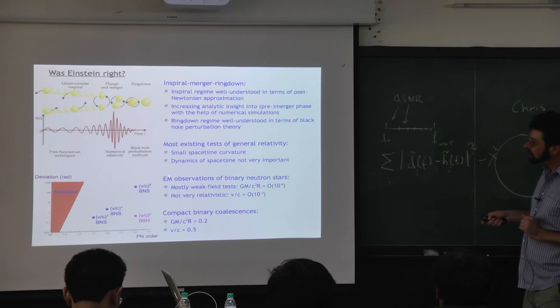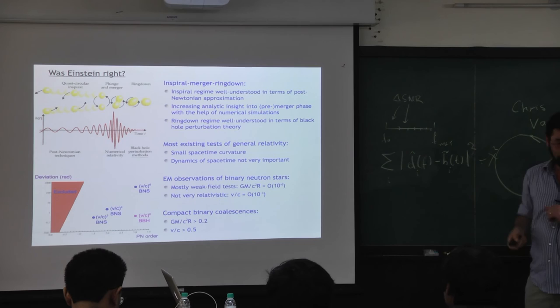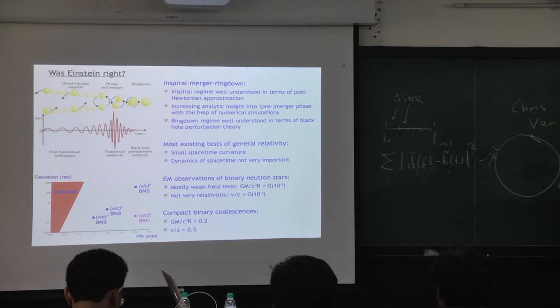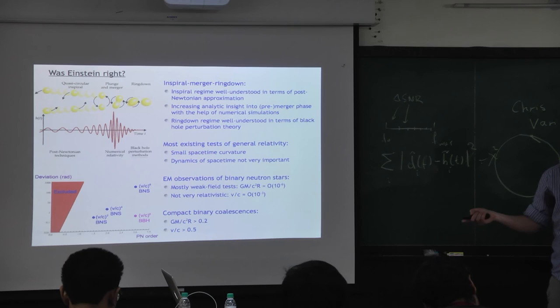But we can make a comparison between electromagnetic observations of binary neutron stars, which already allow for a much better test of GR than any that have been conducted before, and what we could do with our compact binary coalescences. Now, the EM observations of binary neutron stars mostly give you weak field tests. What I wrote here is the compactness, which is order 10 to the minus 6. So M is the total mass of the binary, R is the separation between the two pulsars. For comparison, the surface gravity of the sun is also 10 to the minus 6, so that's not much.